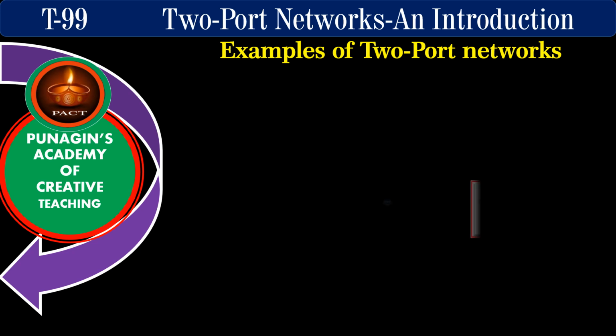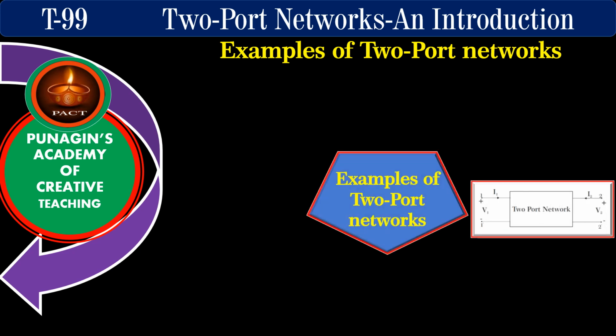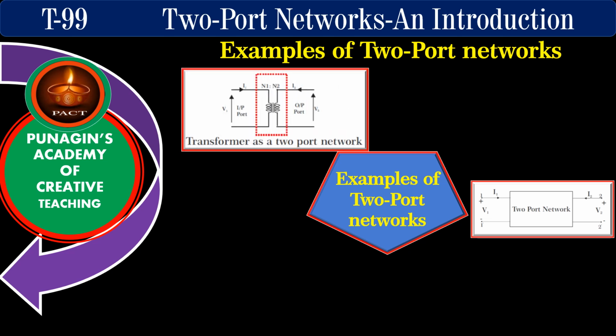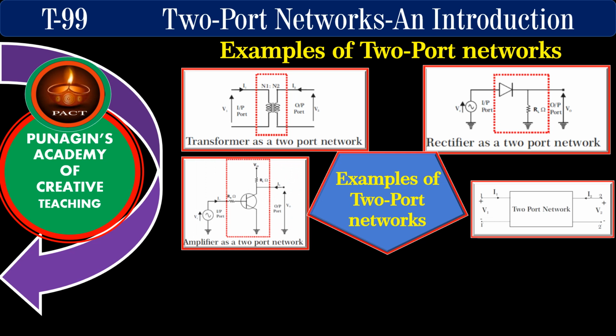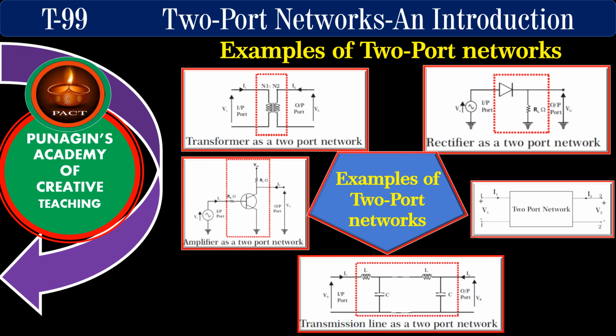Friends, now let me show you some examples of a two-port network. First of all, you can see that the transformer can be represented as a two-port network. The rectifier can be represented as a two-port network. The amplifier can be represented as a two-port network. And even the transmission line can be represented as a two-port network.